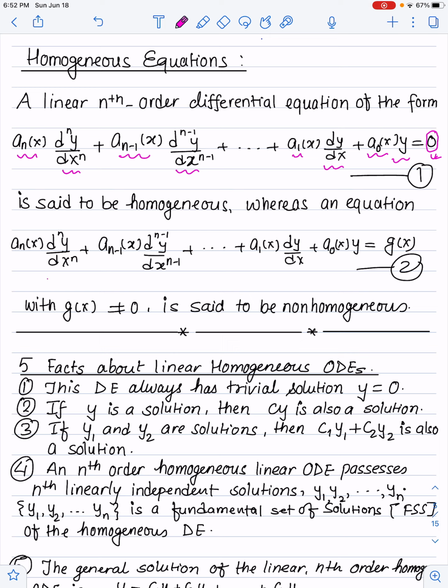Whereas this equation is the same, but on the right side you can see g(x), where g(x) is not equal to 0. Then that type of differential equation is called non-homogeneous.